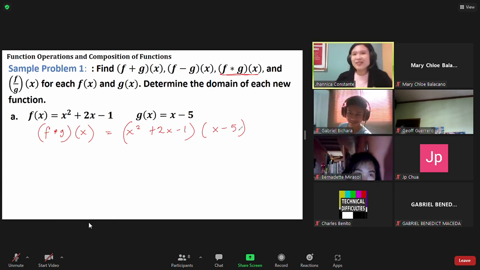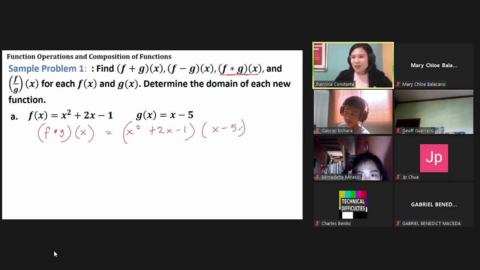For two binomials, we can use the FOIL method. But if we have a trinomial and a binomial, we cannot use the FOIL method, so we use the distributive property. Let's use the distributive property since we have a trinomial and a binomial polynomial here on screen. We're going to multiply each term by the other terms from our function.